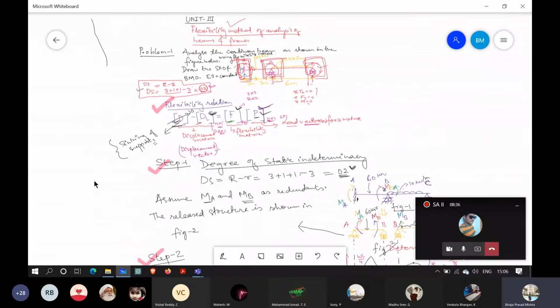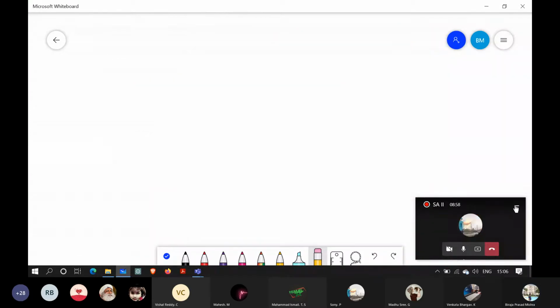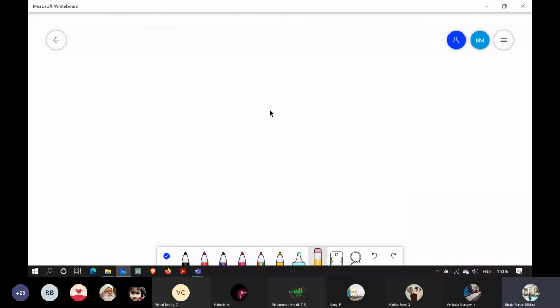But in today's class we will take another problem, again of a continuous beam, but here the supports will be sinking. Let me erase this one. Please take down the question. We'll directly go to the problem.